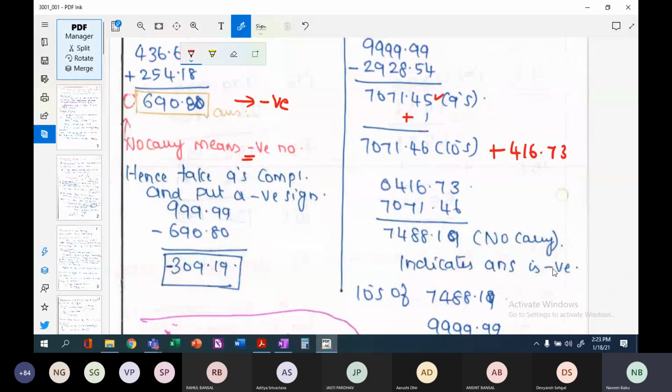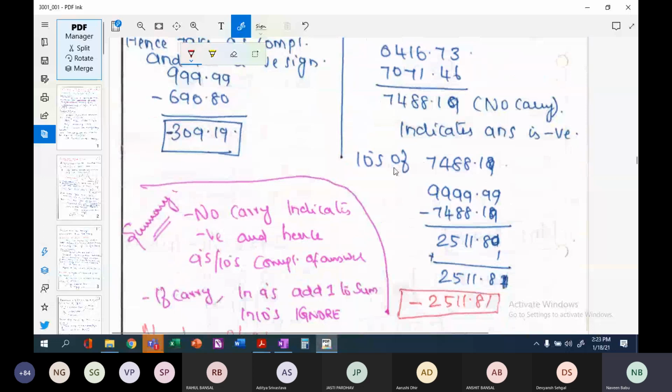If my answer is negative, again, it means that this is a tens complement of some number. So I will take one more tens complement of this number. Tens complement, you know, is nines complement plus 1. So with this result, I am taking a nines complement and then adding 1 to it. The result I get is 2511. Based on the carry that I get or don't get here, I will put the sign, whether the answer is negative or positive.